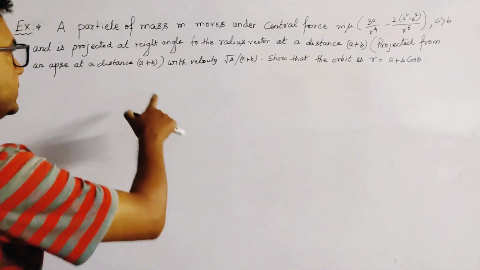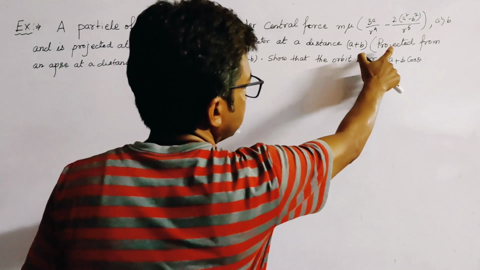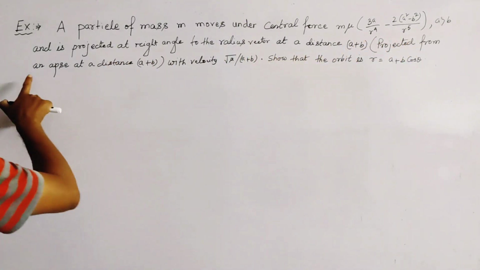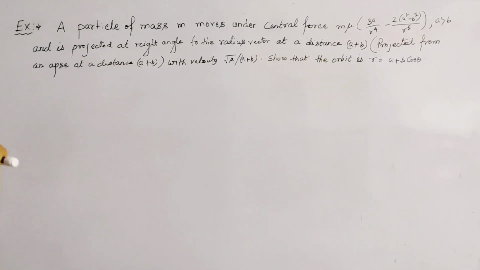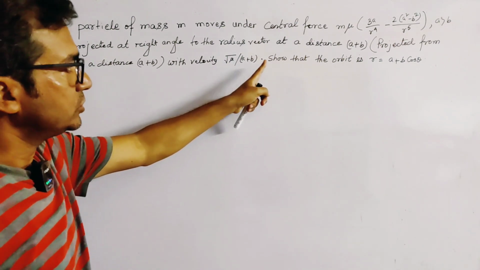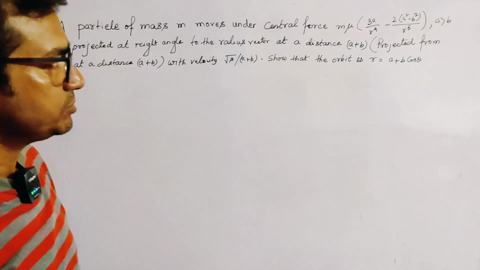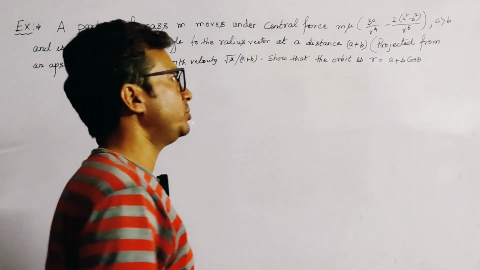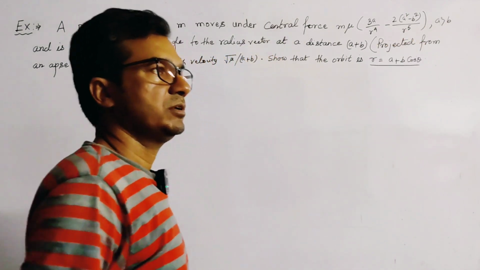This line may also be read as projected from an apse at a distance a plus b. These two have the same meaning. The velocity is root mu by a plus b, so that the orbit is r equal to a plus b cos theta. We have to prove that the central orbit is of this type.